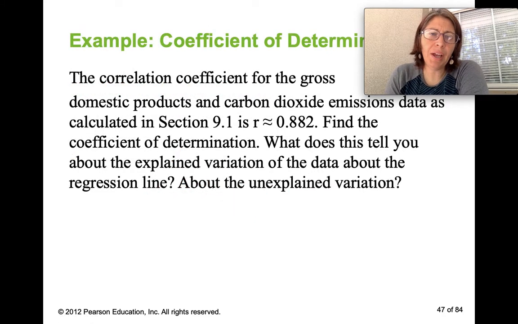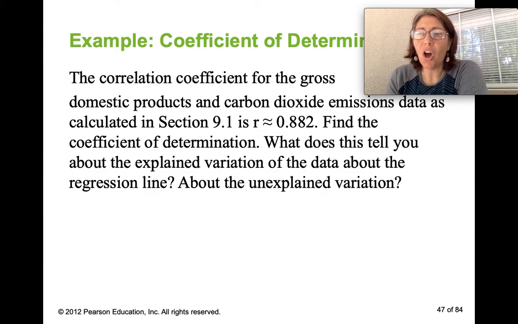So in 9.1, we talked about the gross domestic products and the carbon dioxide emissions, and we found that the regression coefficient was 0.882. It's been a while probably since you've seen that, but we put variables in list 1 and list 2, and then we ran a lin reg, and it gave us our R. So find the coefficient of determination. What does it tell you about the explained variation of the data about the regression line, and what does it tell us about the unexplained variation?